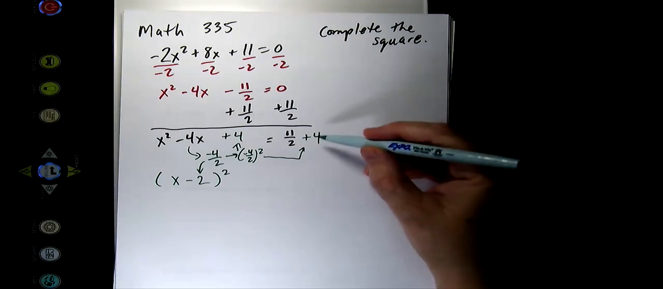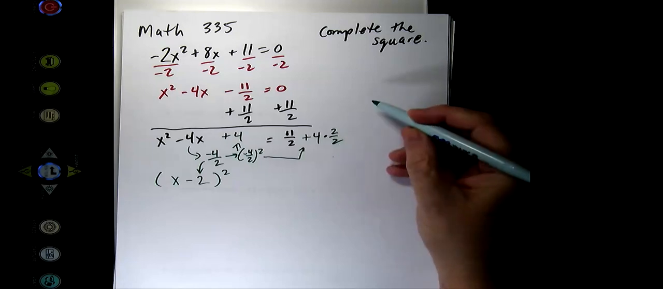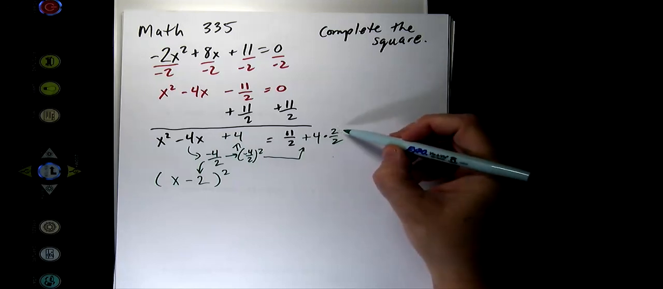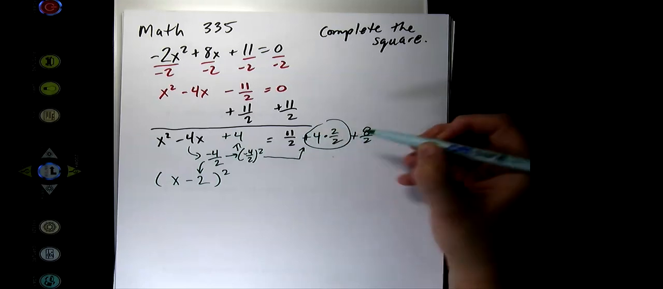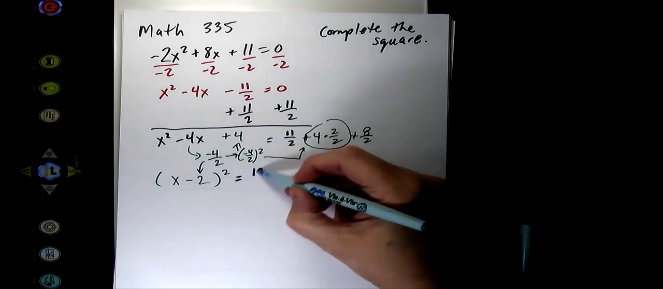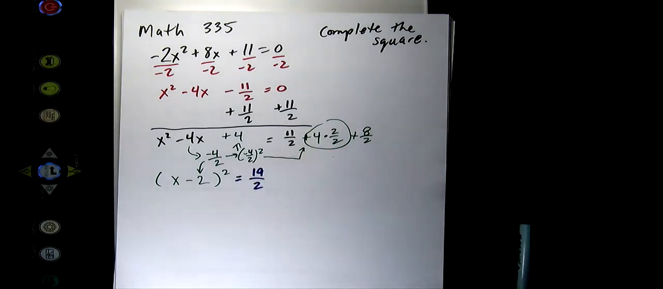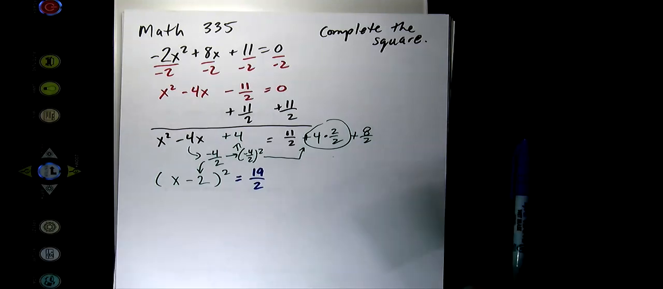And since I have a fraction over here, I'm going to multiply this by 2 over 2. And that'll become 8 over 2. So I'm going to have 11 over 2 plus 8 over 2. We add fractions, we add the numerator. Then we take the square root.